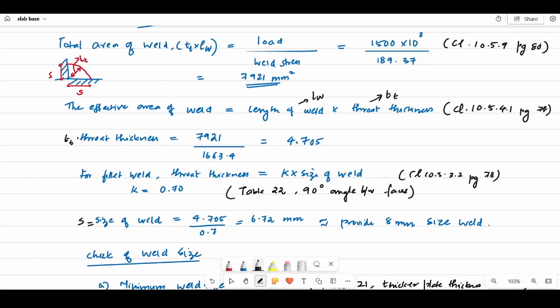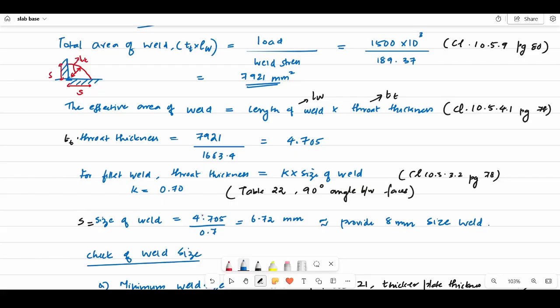Now what is the value of K? When we go to table 22, for different fusion angles. So what is this angle? Fusion angle basically means the angle between the two members. So this is our column base end and this is our slab base end. So this angle will always be 90 degrees, perfectly like the side of a rectangle. Now if you go to table 22, for 60 to 90 degree angle of fusion face, the value of K will always be 0.7. So Tt will be 0.7 into S.